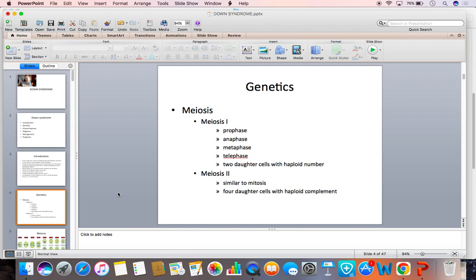Then these cells go into meiosis 2 division. At the end of meiosis 2, a total of 4 daughter cells are formed with a haploid component. Meiosis 2 is a sort of mitotic division. Meiosis 1 is the reduction division.